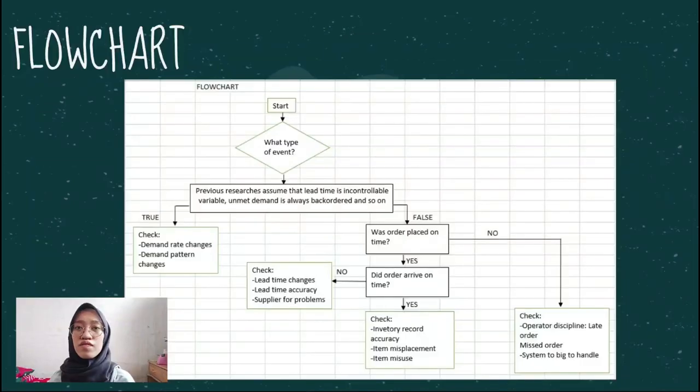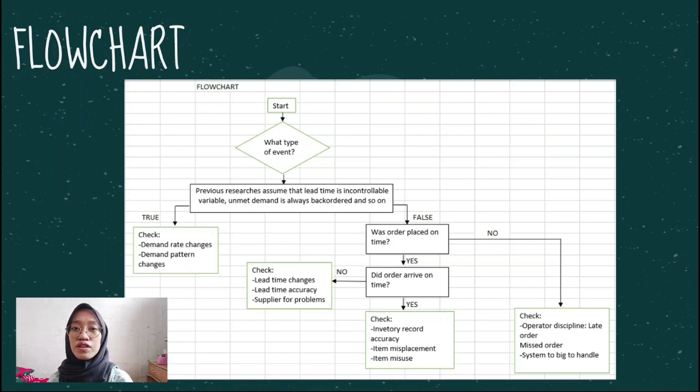For the flowchart, we need to determine the purposes of this paper. The previous researchers assumed that the lead time is an uncontrollable variable, unmet demand is always pre-ordered, and so on. If it is true, then we need to check the demand rate changes and demand pattern changes. However, if it is a false statement, then we need to check was the order placed on time. If no, proceed to check the operator discipline such as missed orders and late orders. Sometimes the system is too big to handle.